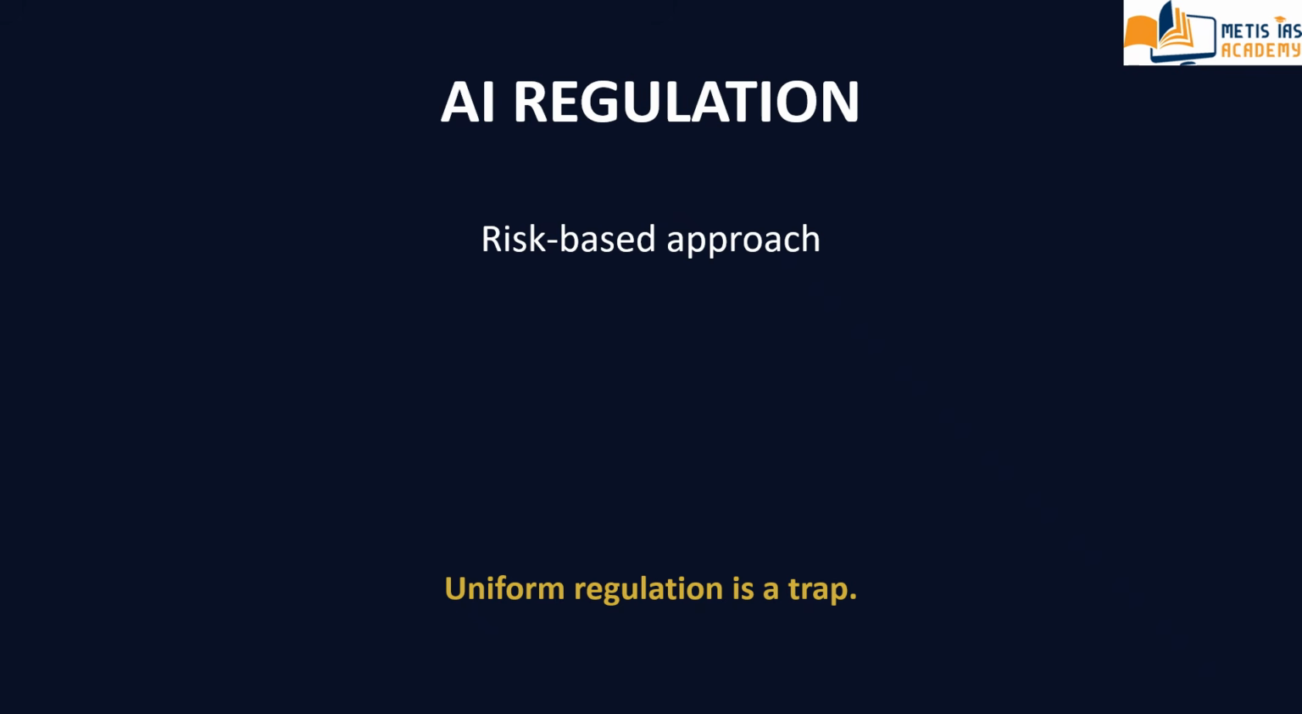Statement number two: Therefore, all AI systems should be governed identically. In these two statements, the first may be true. The second is where the trap enters: not identically. So you have to prepare, understand, and identify these traps in the UPSC CSE preliminary examination as far as S&T is concerned. Uniform regulation is a trap.